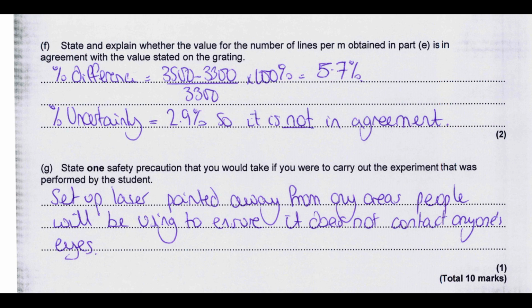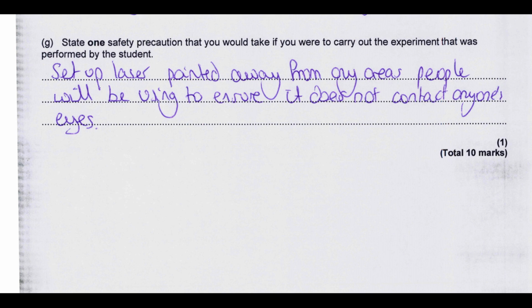And then this last part, I read lots of ridiculous things here. State one safety precaution, and lots of people wrote, don't shine it in people's eyes. Well, of course you're not going to shine it in people's eyes. Will you go around trying to blind people? No, what you do is set up the laser pointed away from any areas where people's eyes are going to be, so pointed at a wall or fixed way below eye level, those kinds of things. You are not going to be waving lasers in people's eyes, and you should not have to say that. That's not a valid safety precaution.